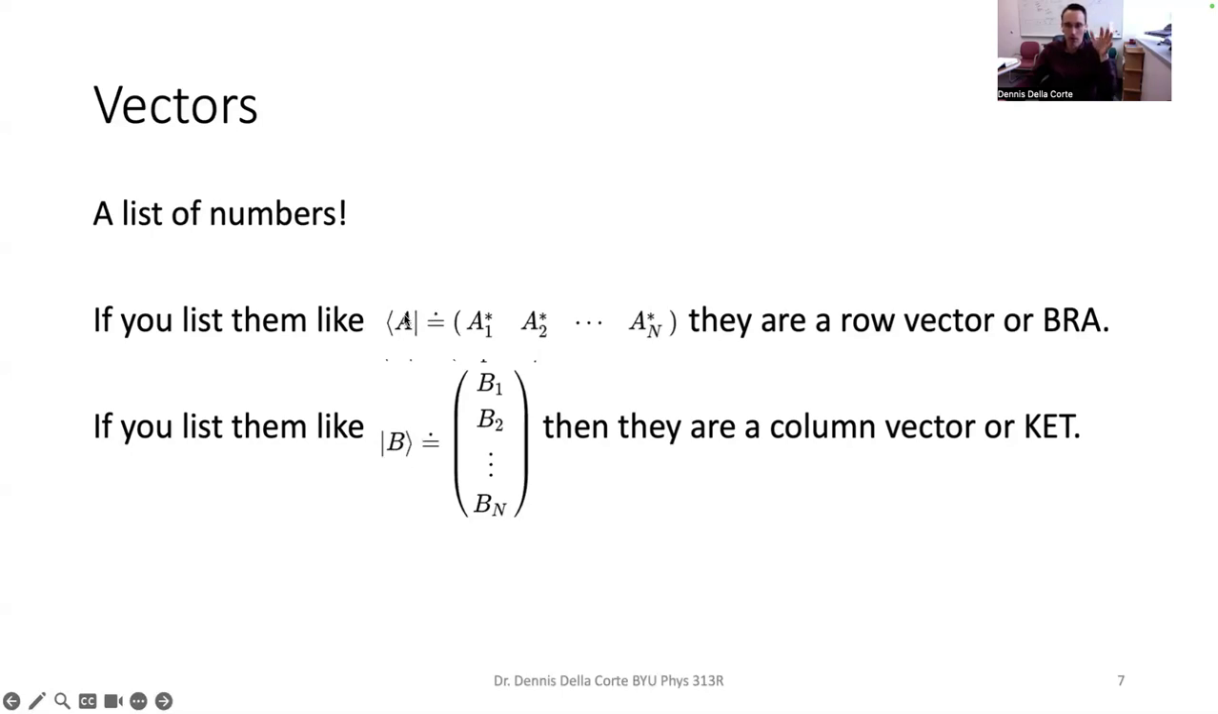How do you remember that the left one is the bra and the right one is the cat? Well, you just remember the word bracket. The one on the left is the bra, the one on the right is the cat. The cat column vector kind of works. The book has a mnemonic for the bra. I'm not going to repeat it here, but maybe that one helps you to remember it too.